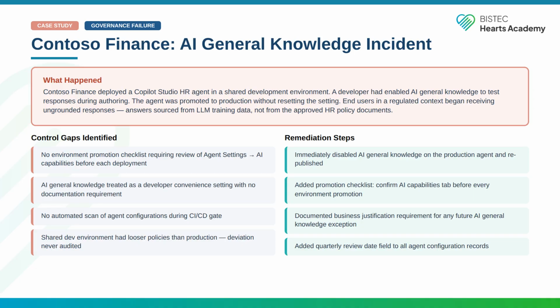Question to pose. In your current promotion process from dev to production, what specifically reviews the state of AI capabilities before each deployment?